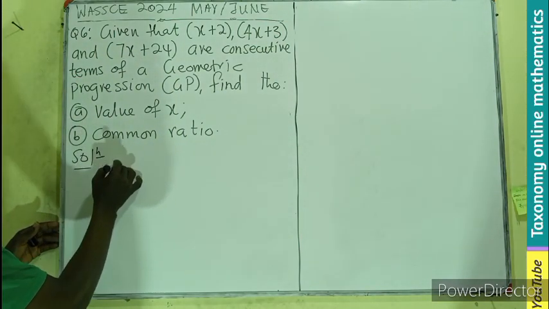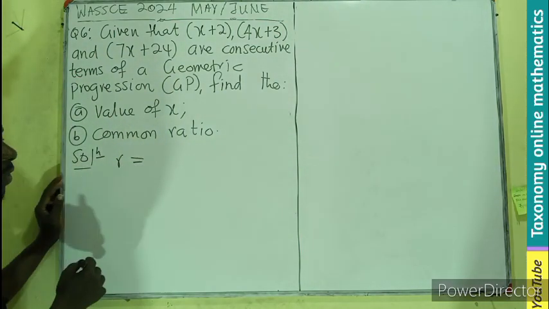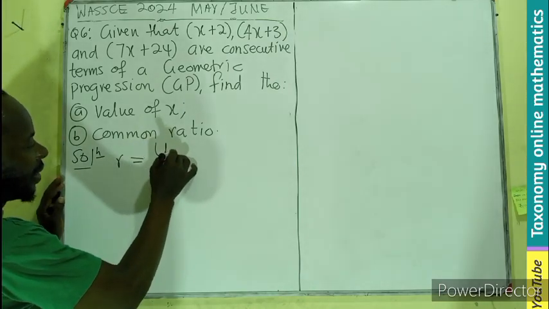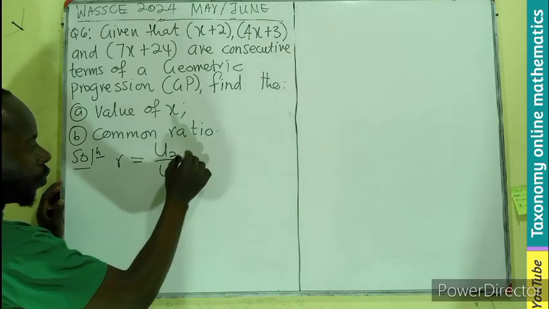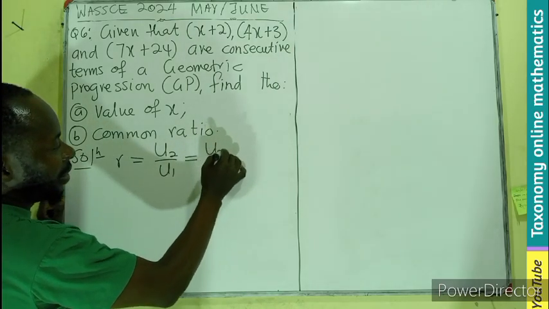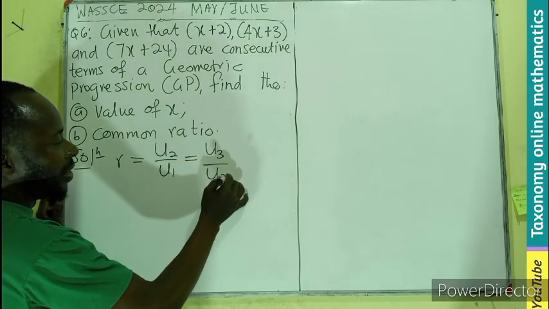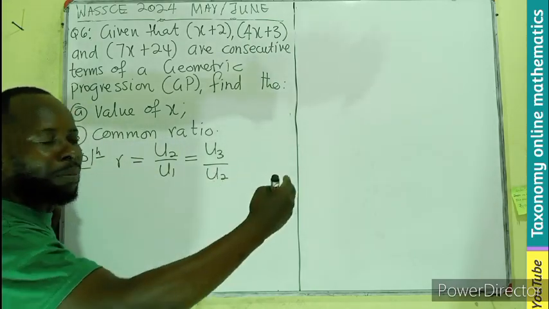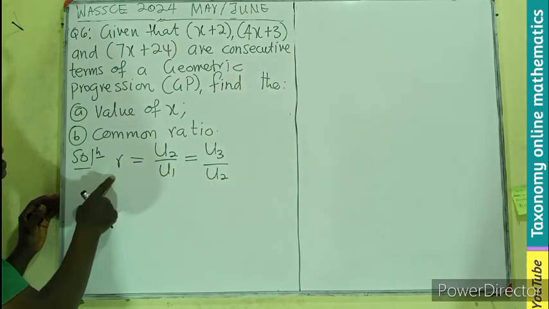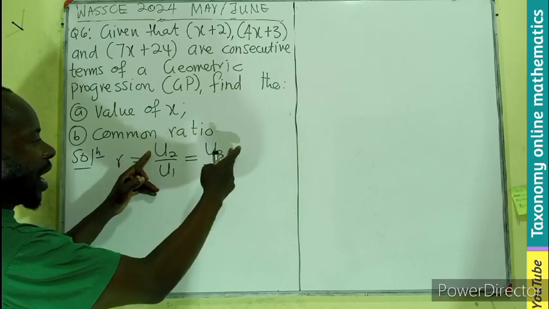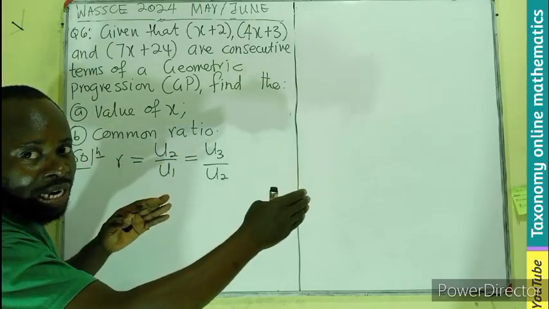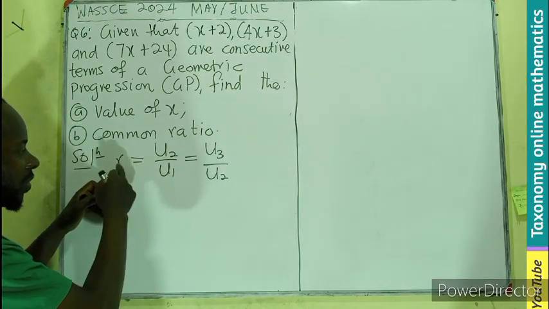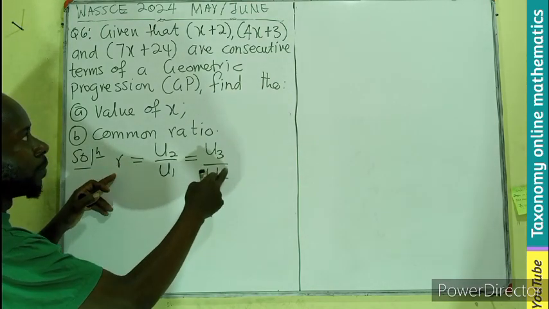So we know our common ratio is going to be the second term divided by the first term, which will also be the same as the third term divided by the second term. Every consecutive pair of terms will give us the common ratio. So we can equate these two fractions to each other.